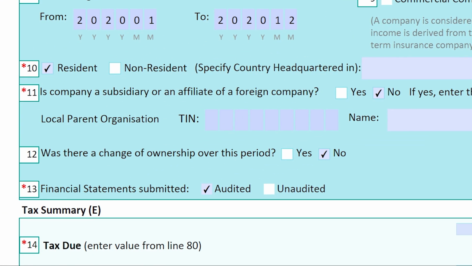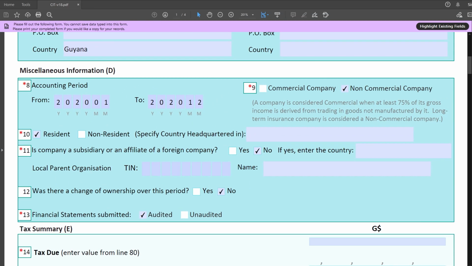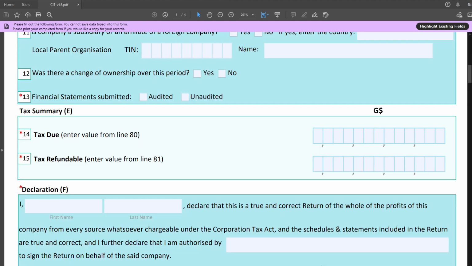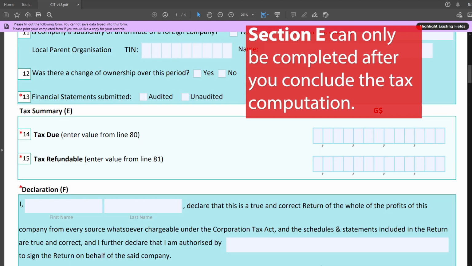Additionally, if the submitted financial statements are unaudited, this return is deemed incomplete pending the submission of the audited financial statements. Section E can only be completed after you conclude the tax computation. Therefore, try not to forget to return to this section to indicate the tax due or tax refundable.